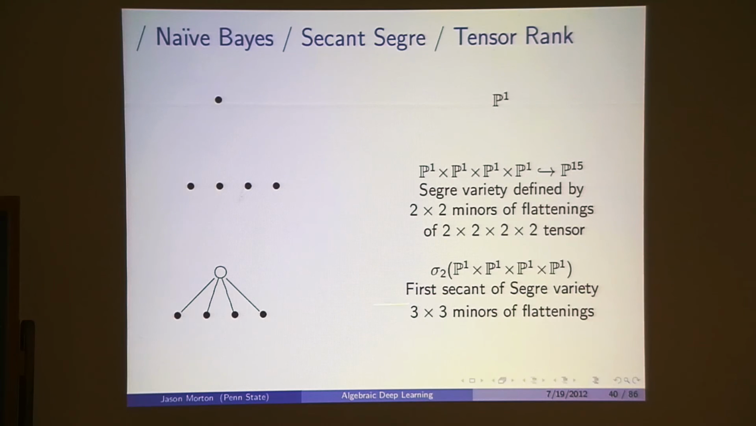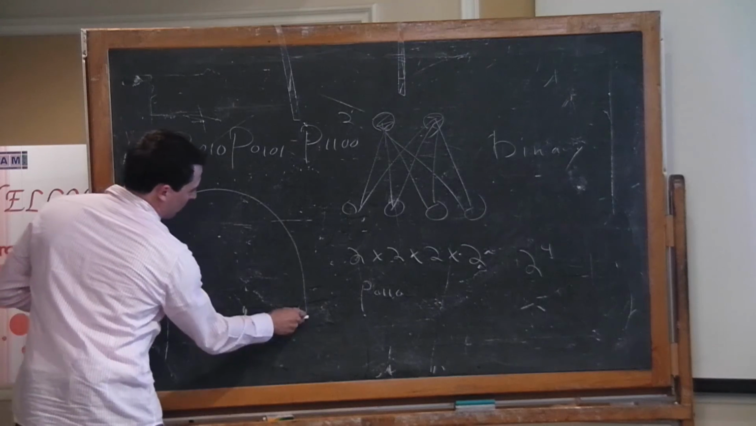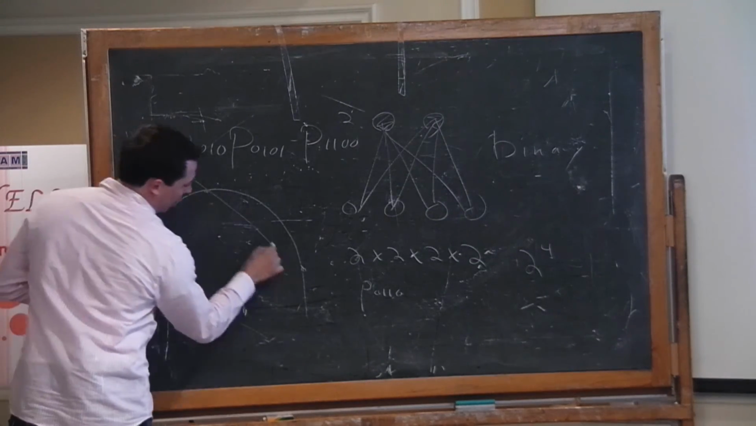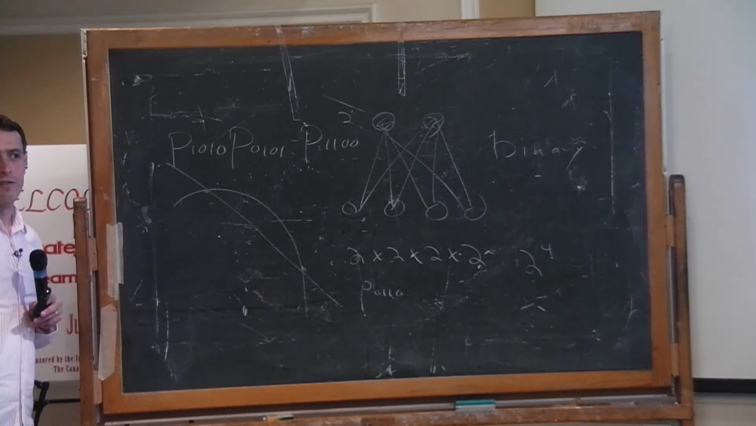Then I could take the secant variety. So the secant variety: I have some variety, some set of points. I take a point on it, I take another point, and I take all the points on the line that come in between. That's the first secant variety.